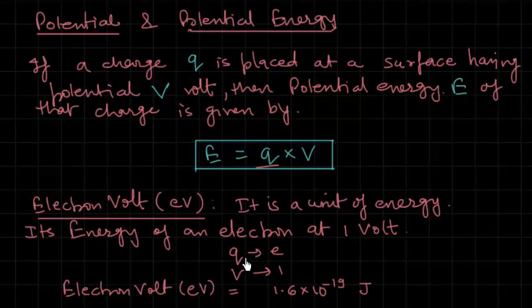So let's do that. So let's put Q as 1.6 into 10 to the minus 19 and V is 1. So this becomes, both are in SI units. Q 1.6 into 10 to the minus 19 coulomb. Coulomb is in SI and voltage is also in SI. So we get the answer in SI units, 1.6 into 10 to the power minus 19 joule. That is the 1 electron volt. So 1 electron volt is the unit of energy, where Q is equal to E and V is equal to 1 volt.